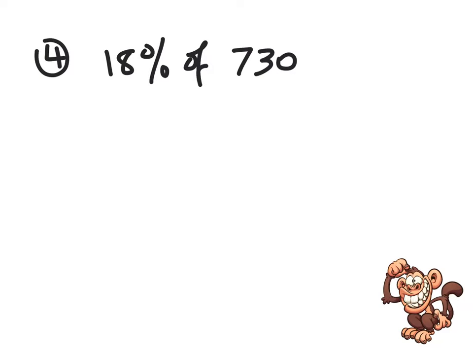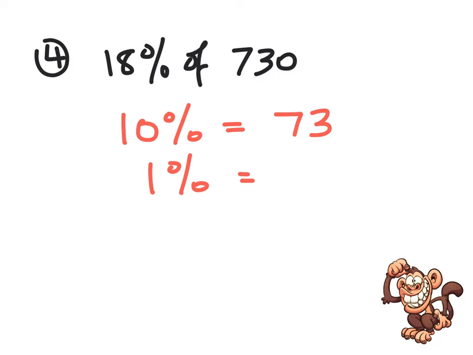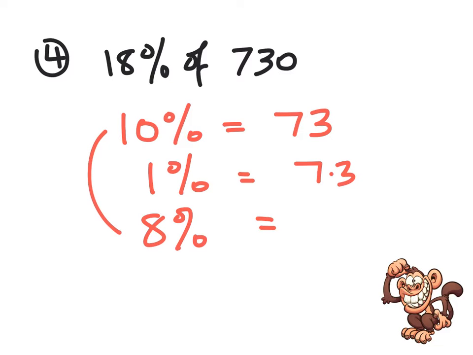Question 4, 18% of 730. So we're going to do 10% first of all, which is 73. Then we're going to do 1%, 7.3. Then we're going to do 8%, and then we're going to add the 10 and 8 together to get your final answer.